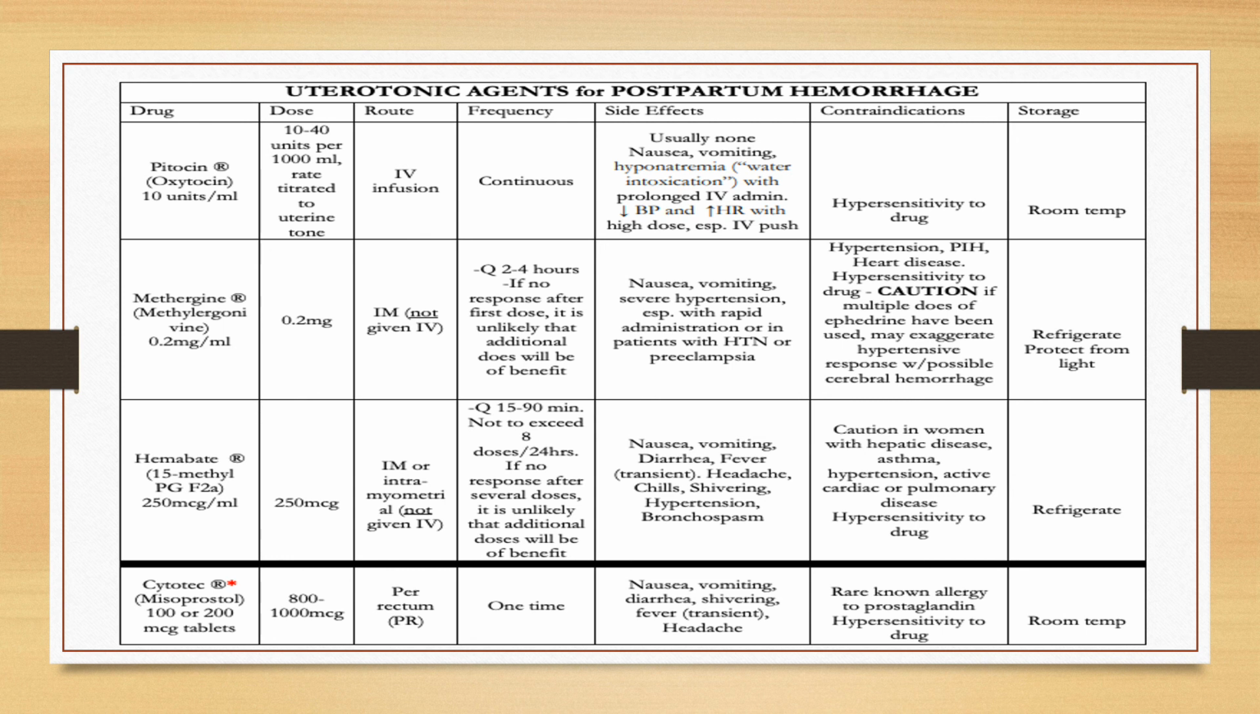It's contraindicated only if you have hypersensitivity to the drug. Methergine, again, contraindicated in hypertension, PAH, heart disease, or hypersensitivity to the drug. And like I said, if multiple doses of ephedrine have been given by anesthesia, you must be careful with that. Hemabate, you have to use caution in women with hepatic disease or asthma, hypertension, active cardiac or pulmonary disease, or hypersensitivity to the drug. And then Cytotec, just if you have hypersensitivity to the drug itself.